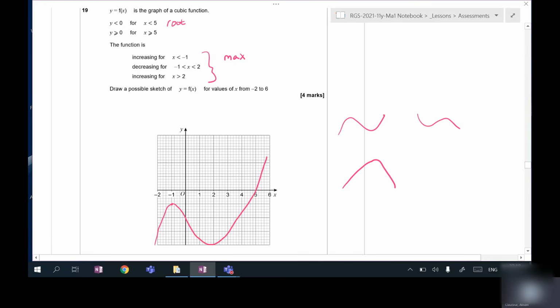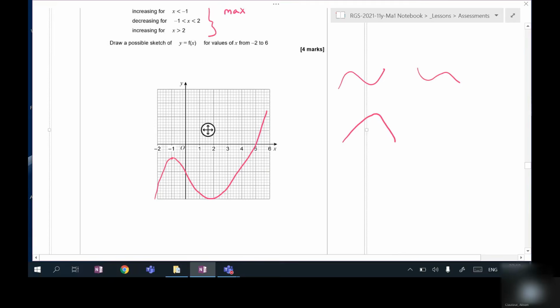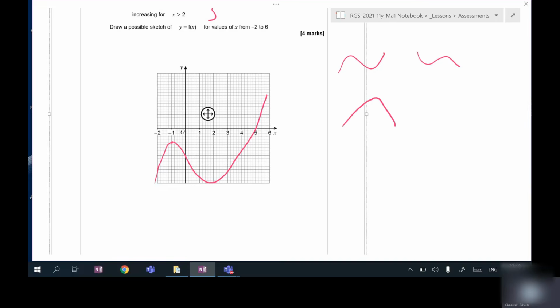Okay, so now both things are true. I've got my maximum at -1, I've got my minimum at 2, and then I've got the graph above the x-axis when x is bigger than 5, but below for x less than 5. So that definitely took a little bit of thinking.